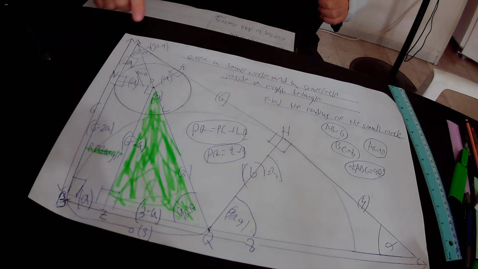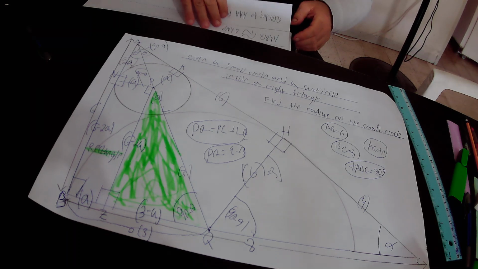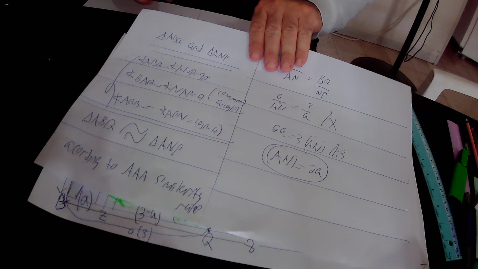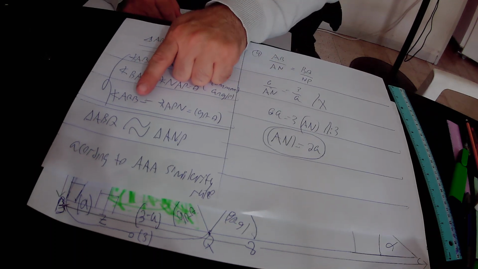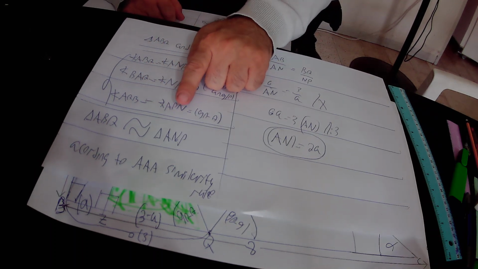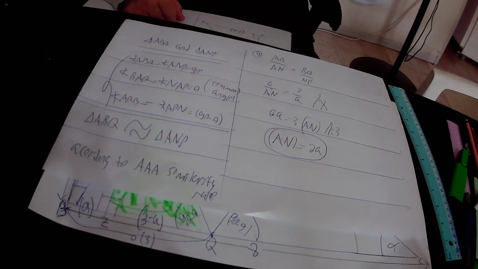So we found out that all the angles in the right triangle ABQ are correspondingly equal to all the angles in the right triangle ANP. Therefore, those two right triangles are similar to each other according to the angle similarity rule. To repeat, the big right triangle ABQ is similar to the small right triangle ANP according to the angle similarity rule.